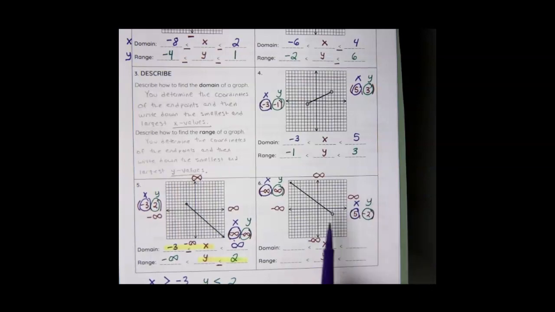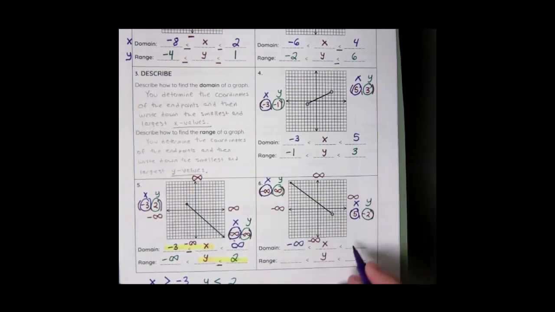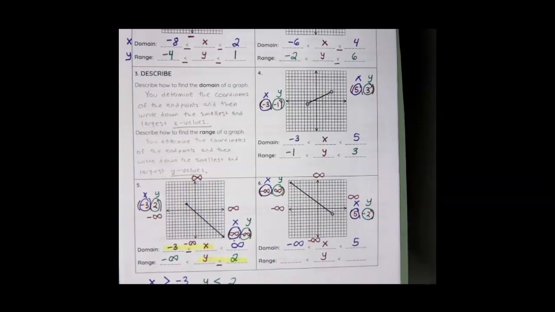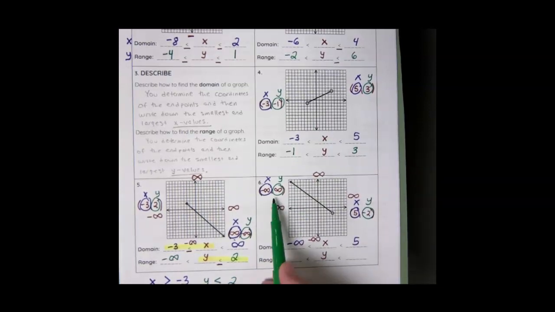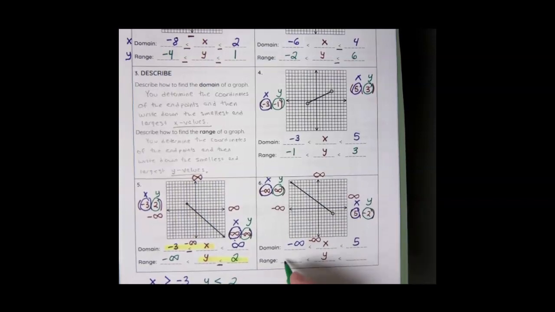Out of these two x values, negative infinity and 5, my smaller x value is still negative infinity, my larger one is 5. Out of my two y values, infinity and -2, my smaller y value is -2. My larger y value is infinity. Now, we're looking good. Let's check if we have a shaded dot. Looks like we have an open dot. So all of these will remain as they are.